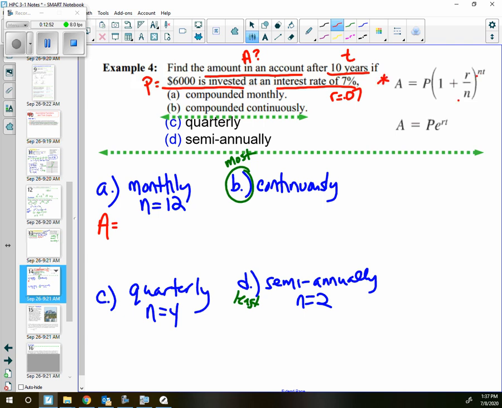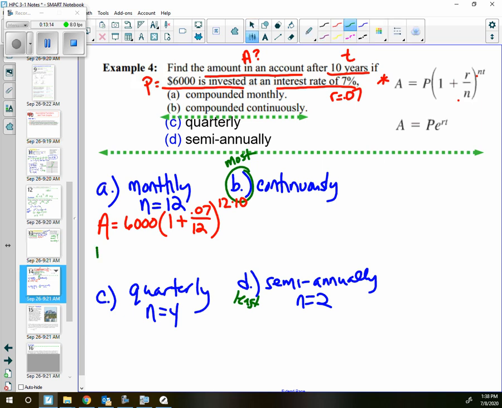We have an N value, so we can put that in. So our principal, $6,000, and then 1 plus interest rate, which is 0.07, divided by monthly is 12, and then raised to the 12, so 12 times per year, times how many years? 10.